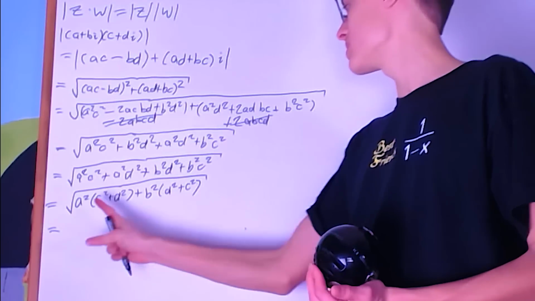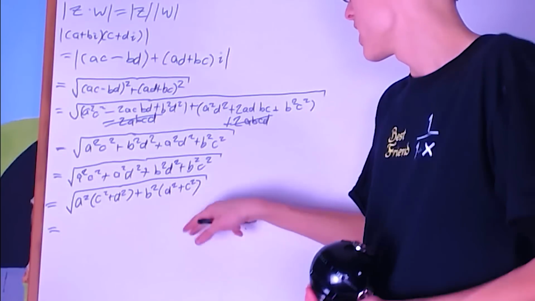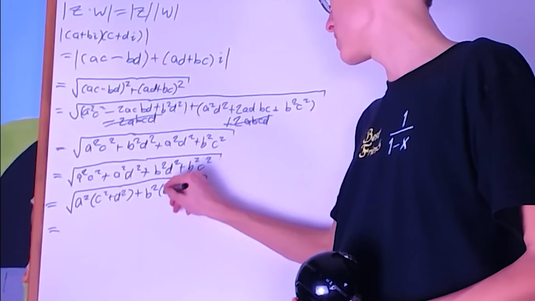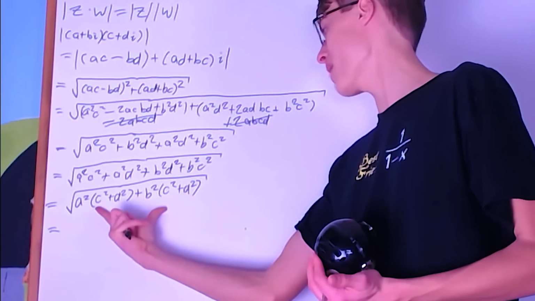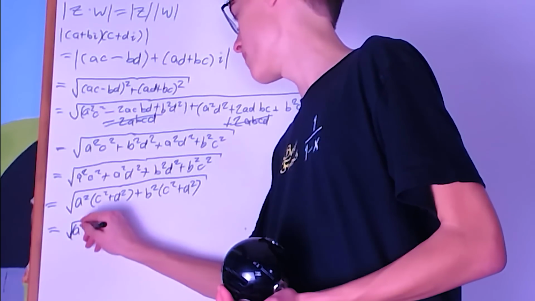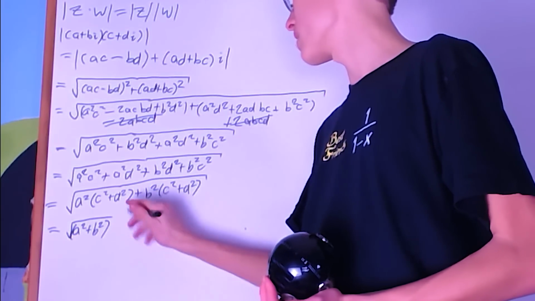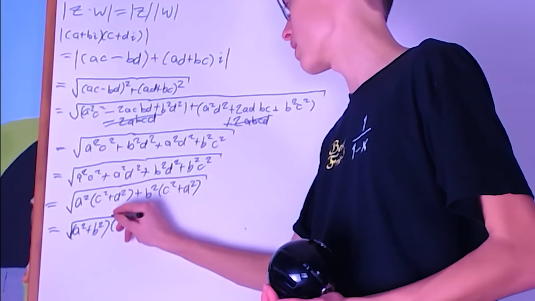Now notice c squared plus d squared is the same as d squared plus c squared. So let's go ahead and flip the order on the addition there, so it reads c squared plus d squared. Now you can see it. We can now group out c squared plus d squared. So we get the square root of a squared plus b squared, that's the first term, there's the second term, and then grouped out with c squared plus d squared.